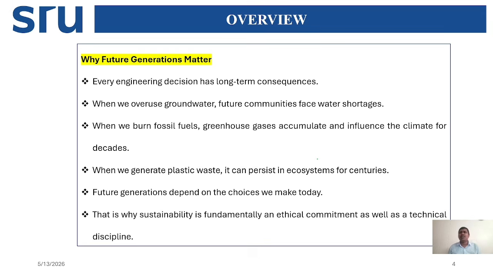Most of the overuse of groundwater is because surface runoff is not there. We have to depend upon groundwater utilization. But future communities will face difficulties because of the scarcity of water. When we burn fossil fuels, greenhouse gas emissions accumulate and influence climate degradation. Due to this climate degradation, what is going to happen? Unpredictable rainfall, unpredictable heat waves. All these things will cause serious issues for the future generation.